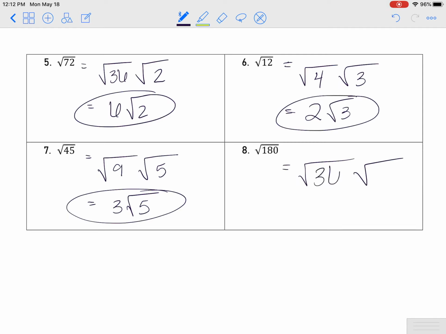So the number that works is 36 and 5. So my final answer would be 6, radical 5.